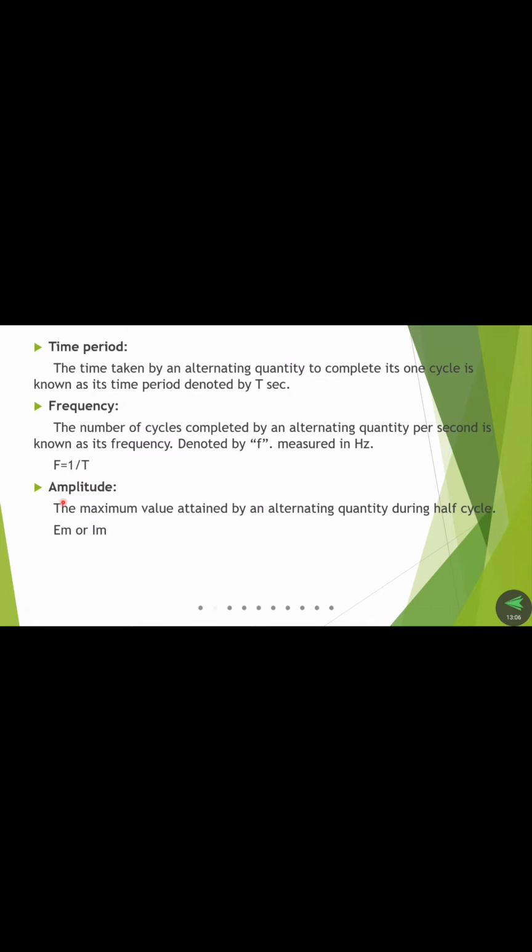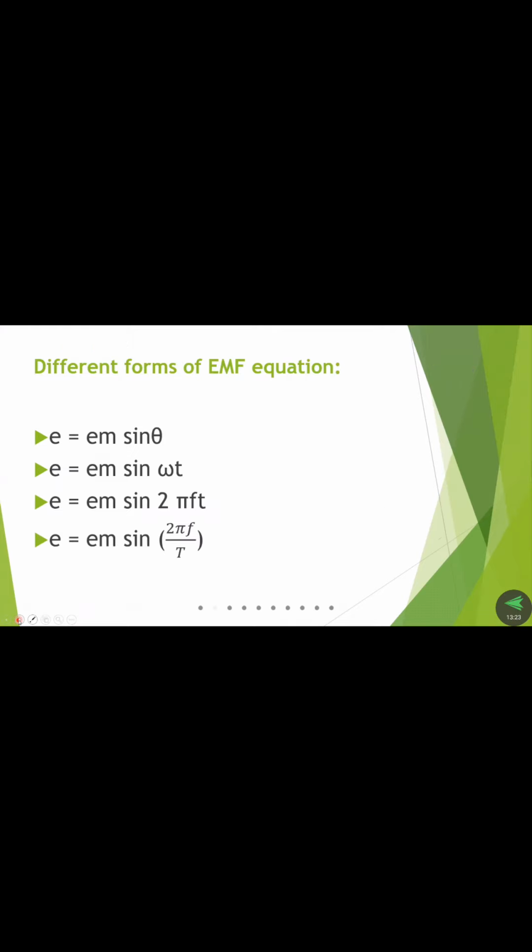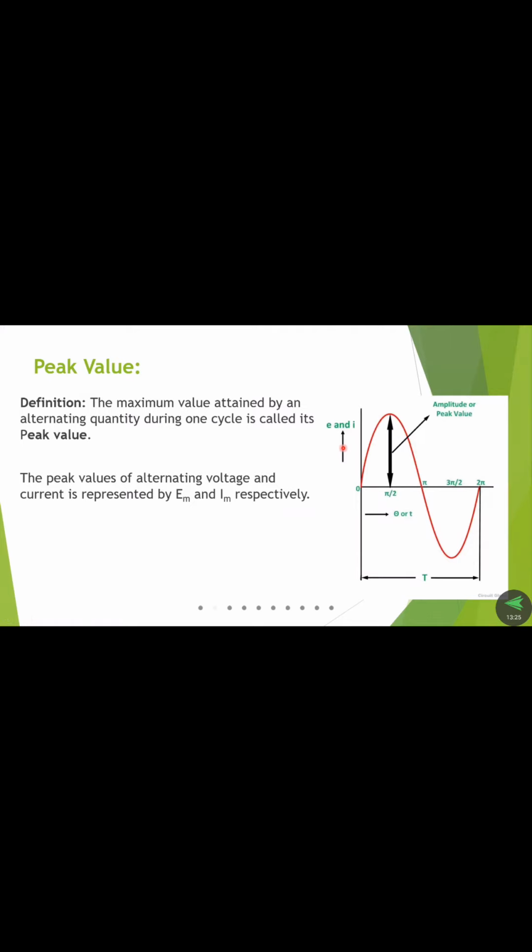Amplitude is the maximum value attained by an alternating quantity during a half cycle. Amplitude is also called the maximum value or peak value. We can see here that this is called the amplitude, peak value or maximum value.